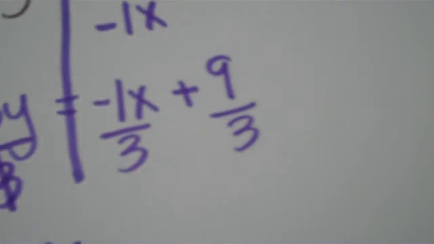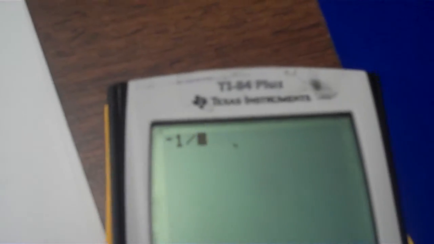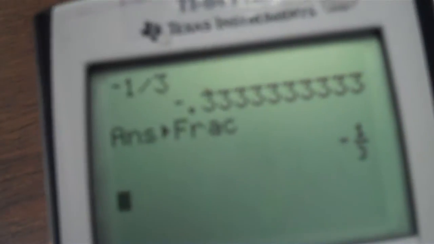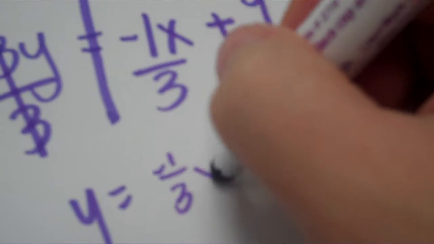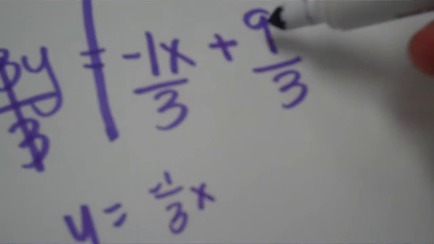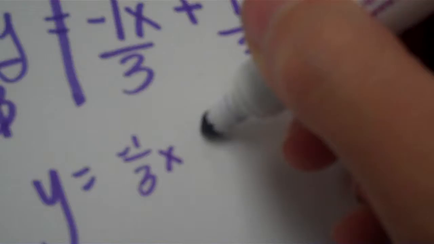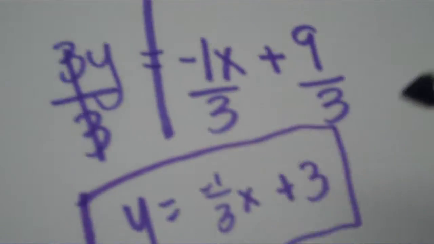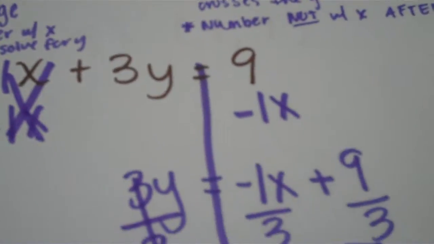Negative 1 divided by 3. You get this decimal, which I don't like, repeating decimals, so math enter, it's just negative 1/3. So negative 1/3 x. And then 9 divided by 3 is a positive 3. So some of y'all might give me this, but that's not what I want. Okay, that is the equation, but I want the slope and the y-intercept.